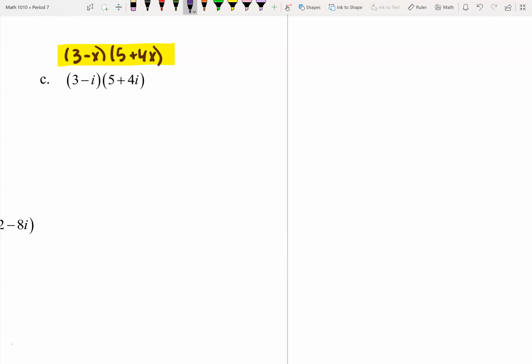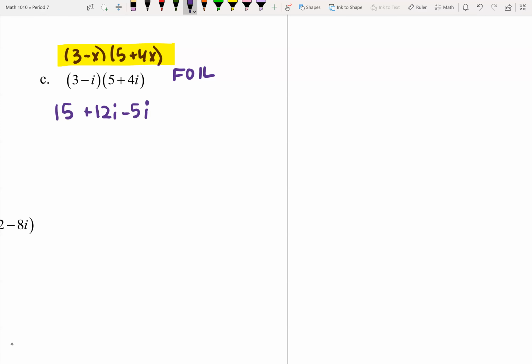What would you do? Some people think about it as distribute, double distribute. I always just say FOIL. So let's write down the word FOIL. That's all we're going to do. So let's go. 3 times 5 is 15. 3 times 4i, that's 12i. Negative i times 5 is negative 5i.